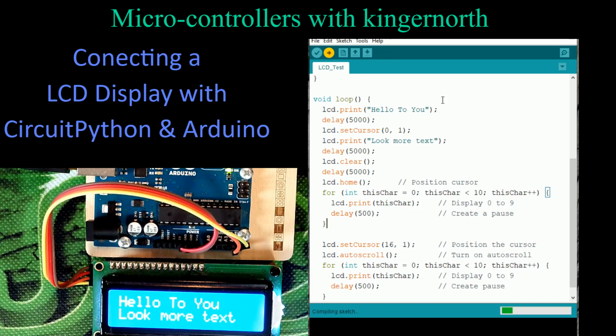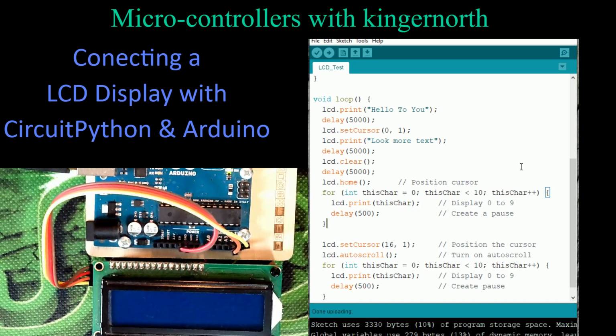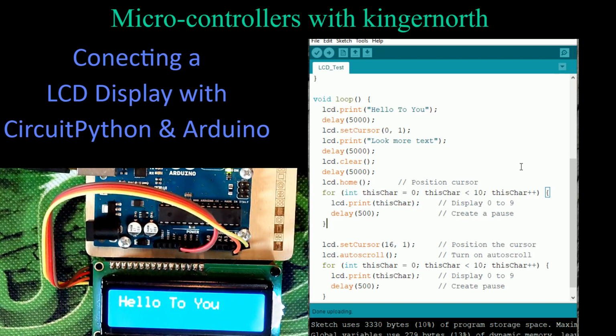So let's see how this works. I'm going to compile it. And when we look down at the screen, we should be able to see that come up. There it is, hello to you. Look, more text. And we're going to clear that. And after 5 seconds, it's going to go into this next part of the function that it has. And there it is. It's adding the 0, 1, 2, 3, 4, 5, 6, 7, 8, 9. And then it adds it in from the right-hand side and scrolls left.